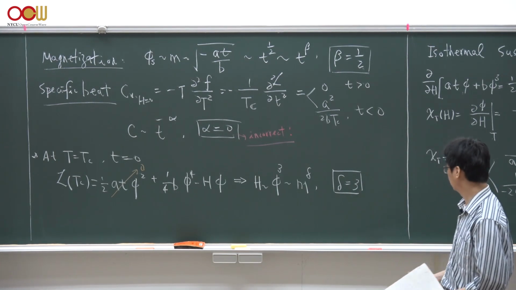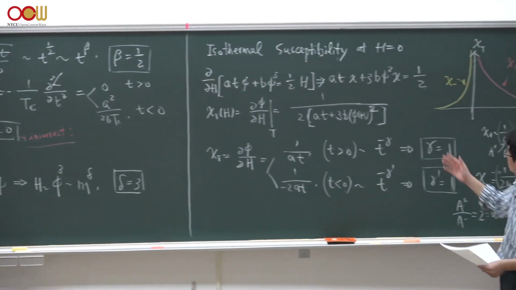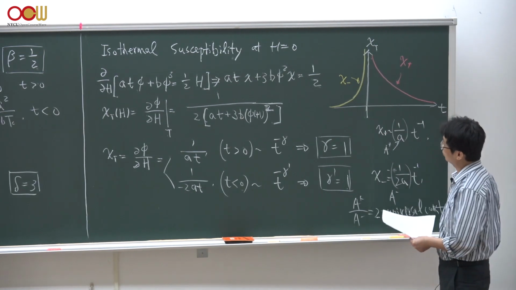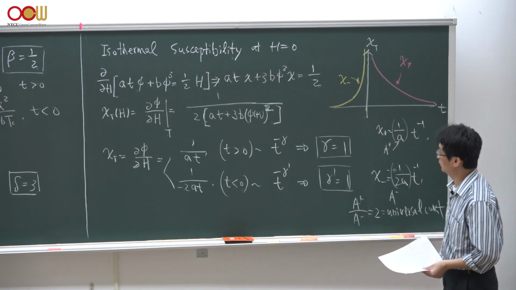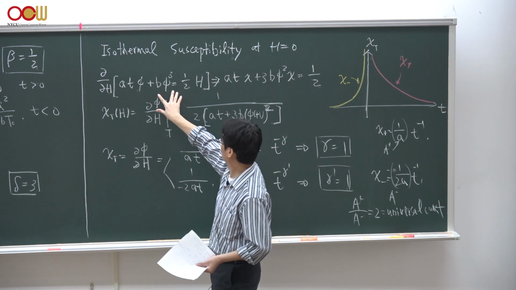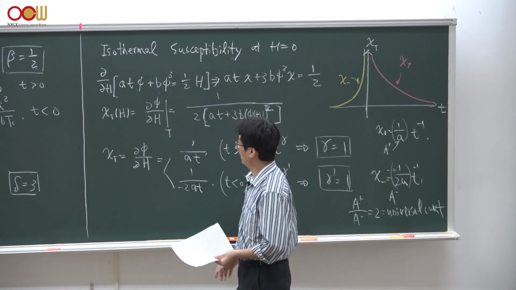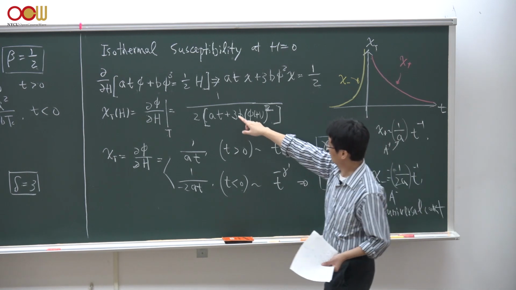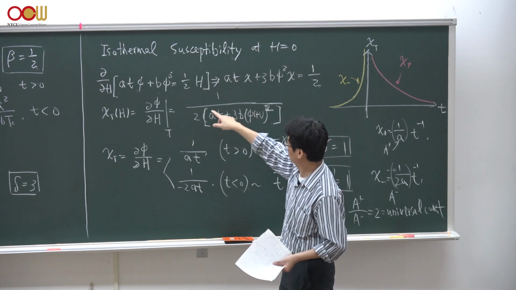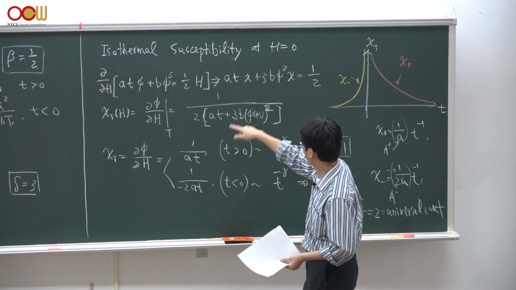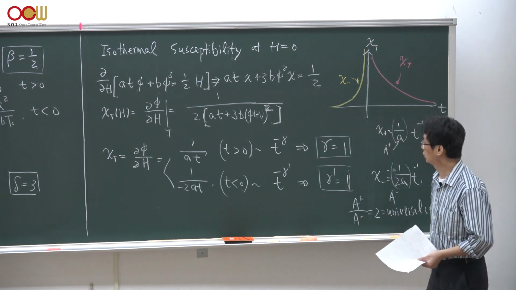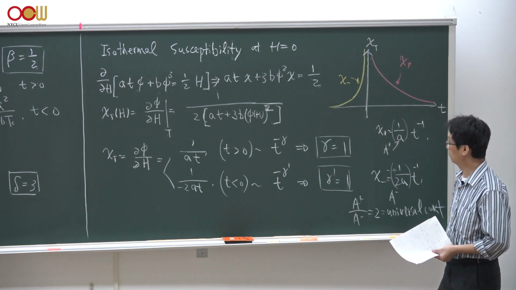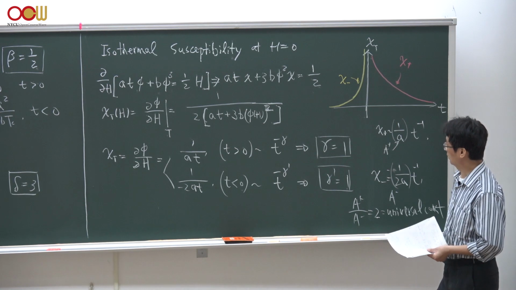For the Ising case, about the isothermal susceptibility at h equals 0, we can take the differentiation of the so-called equation of state with respect to the external field, and we get this relation, where chi T is given by 1 over this denominator here, which is a function of little t and A and B and the mean field order parameter phi.